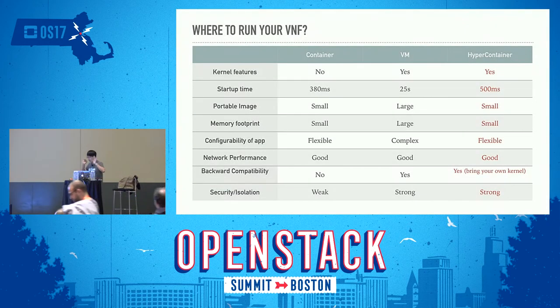And you can see here we have some actual benefits of using HyperContainer to run your applications. The most important thing is that it has the kernel features. It's very important because that's why you can run your legacy application inside. And the startup time is very fast, averaging about 500 to 600 milliseconds. And it's portable like Docker. It has a small memory footprint because it uses a very small minimal guest kernel. And it has very good configurability and good network performance. And it provides you with backward compatibility. And what's more important, it gives you the ability to bring a material and virtual machine like security and isolation level to your system. Okay.